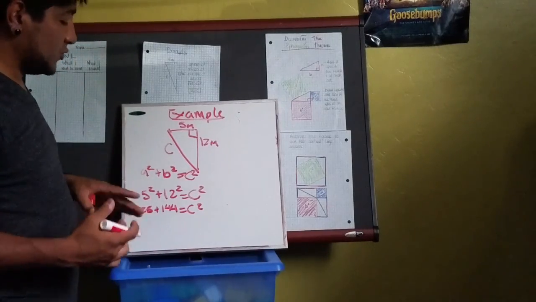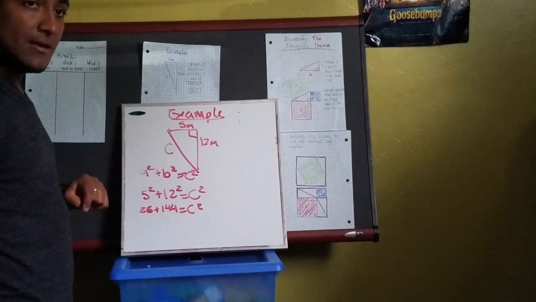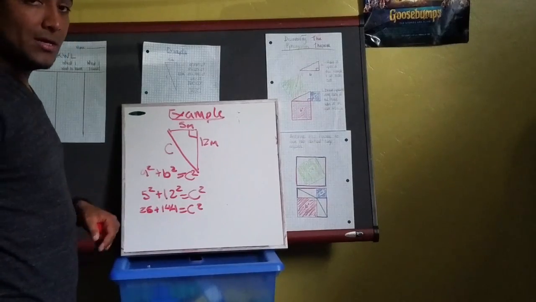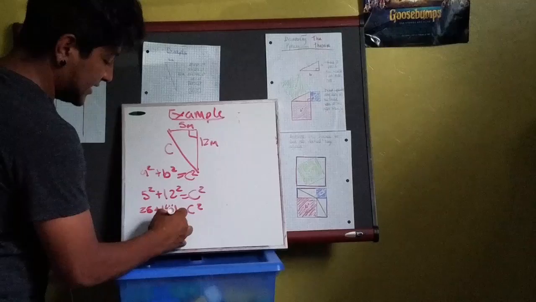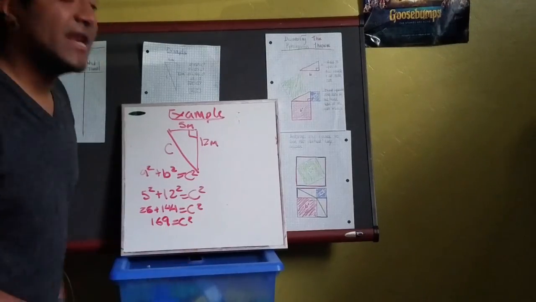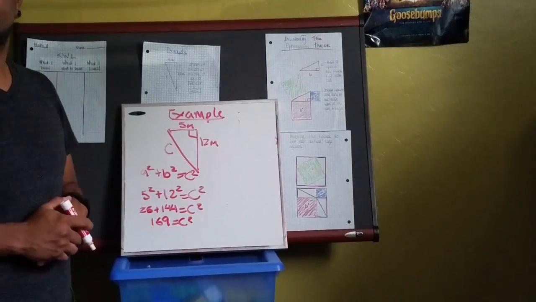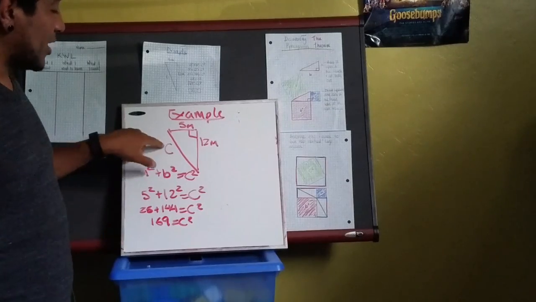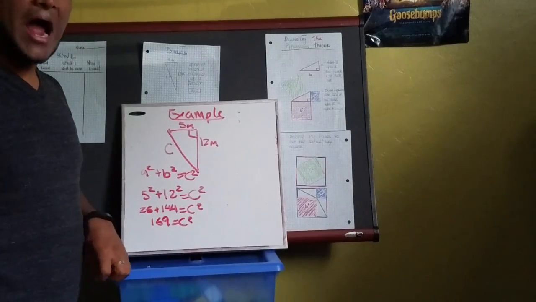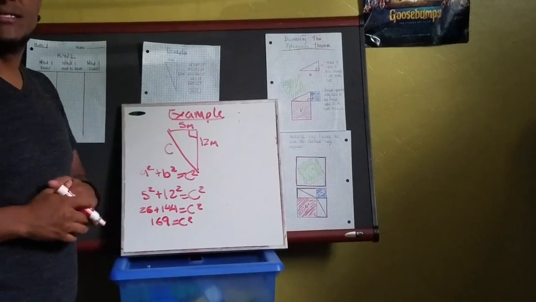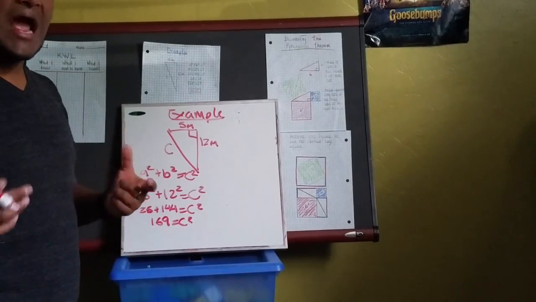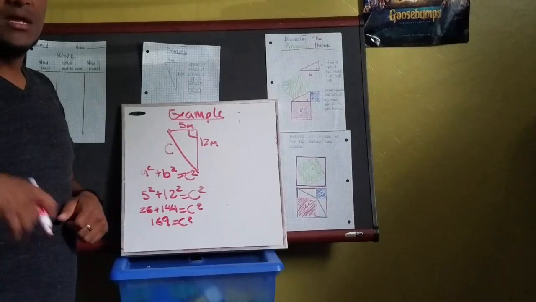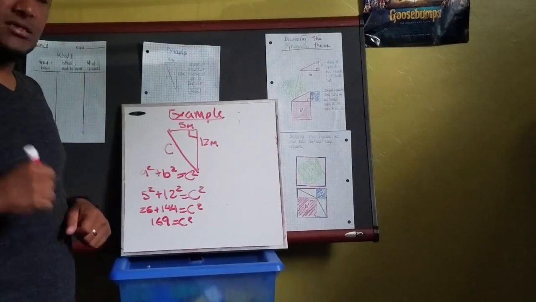So now what we need to do is add these two numbers so we can get what C squared is. When we add them, it's 169 equals C squared. Now, are we done here? No, right? Why? Because we want to get C. This is C squared. So how can we get C by itself? Well, it's already by itself, but how can we simplify that? Yes, by obtaining the square root.